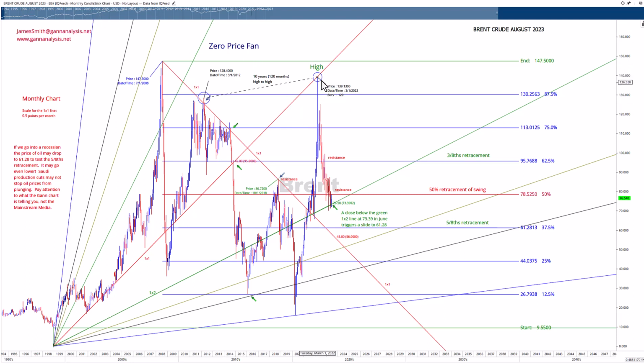And you also know where your stop loss is. If you'd been trading this back here, it got to this level and you went short and suddenly it popped above it, you're out of that trade.